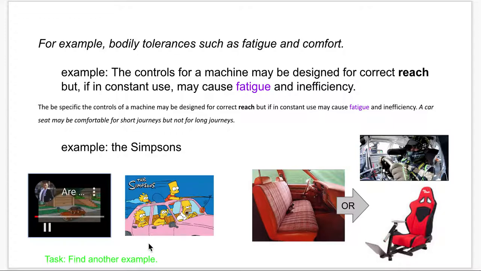There we go. Are we there yet? No. Are we there yet? No. Are we there yet? No. You little... Oh, I think we're there.